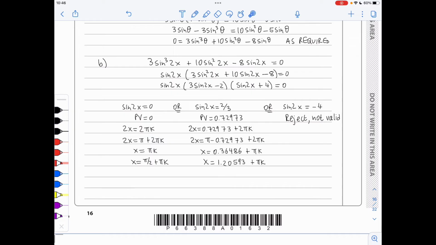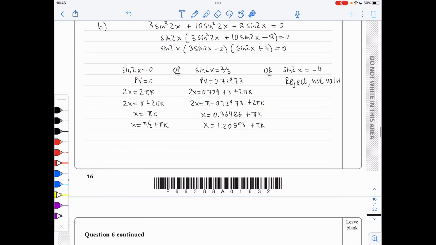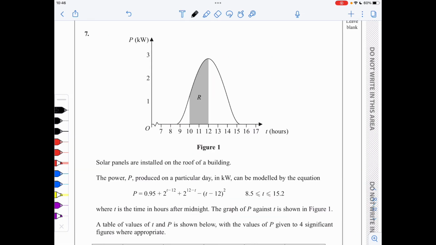We are between negative pi over 4 and pi over 4, and the only solutions that fall within this range are 0 and 0.365.